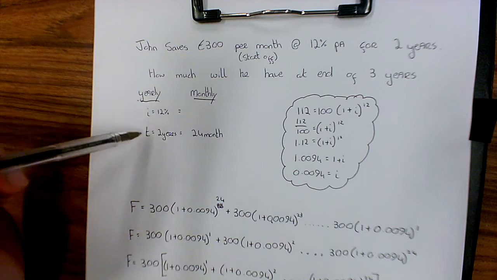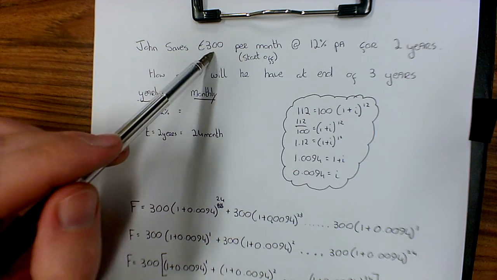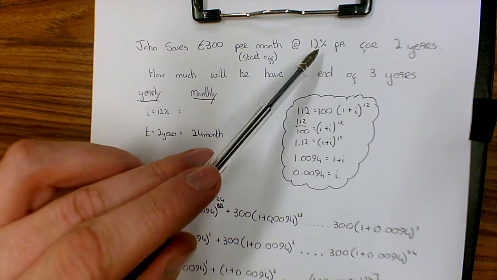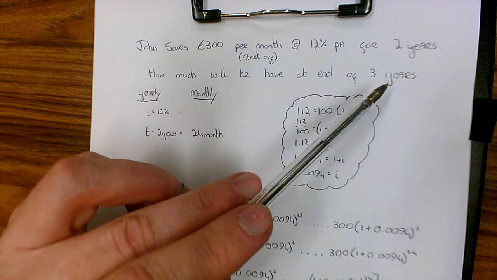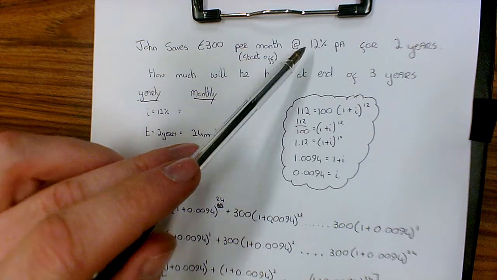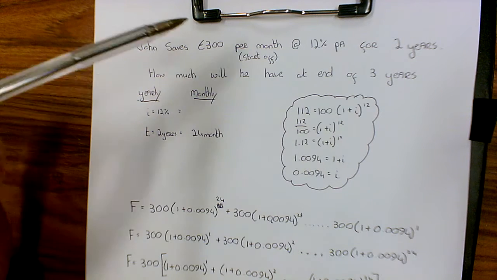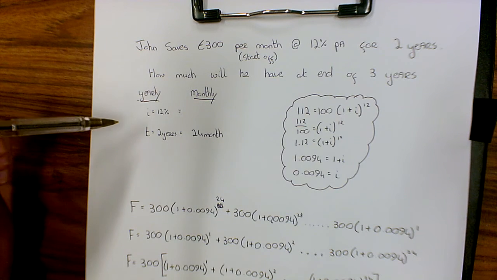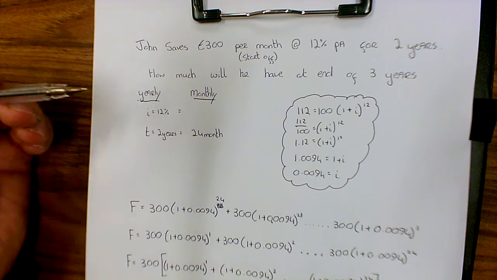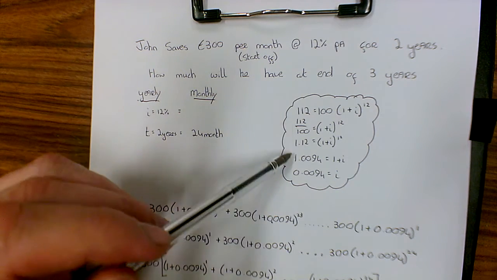So the first thing I need to do, this information is with months and years. They're giving us the money in months, but they're giving us the percentage and the time in years, so per annum, per year, and 3 years. So I'm going to change it into months. The first thing is I'm going to change the percentage, 12%, into whatever it would be per month, and I've done that over here.